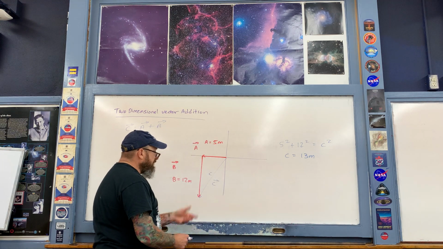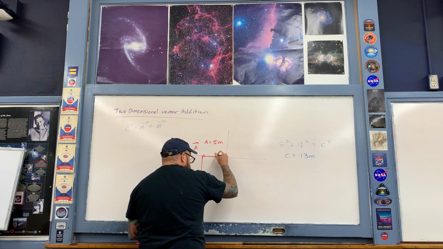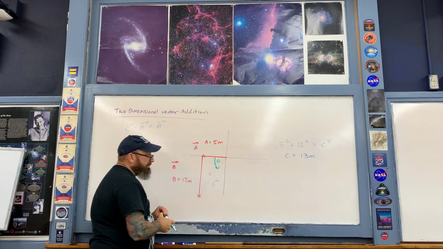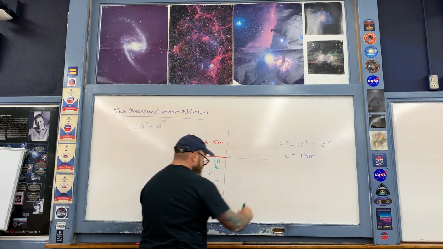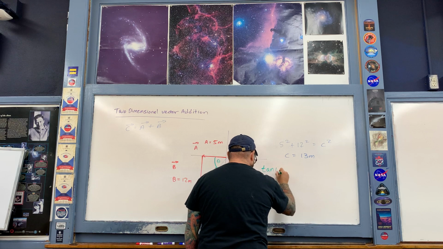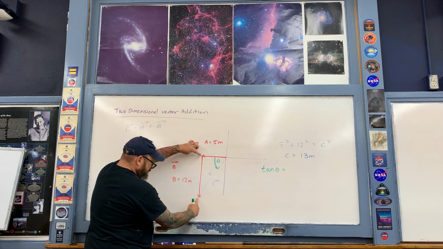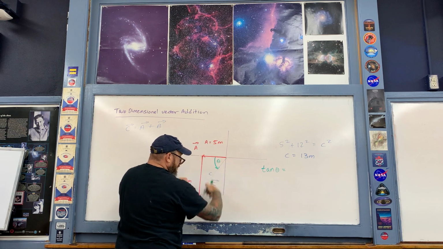But in addition to finding the magnitude, we also have to find the direction. I'm going to find the direction by defining this angle here on my diagram. Let's call this angle theta. Once again, I'll use a little bit of tangent in order to find the angle theta. The tangent of theta is equal to, first of all, the opposite side of the triangle, 12, divided by the adjacent side of the triangle, 5.